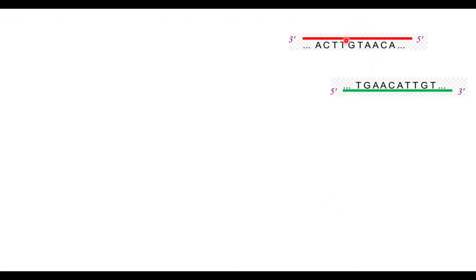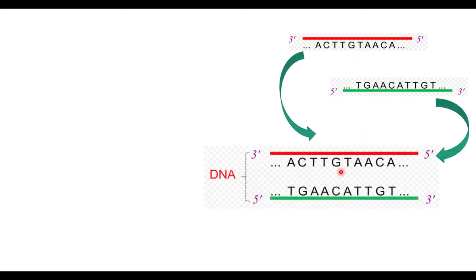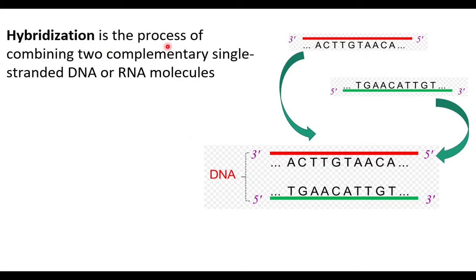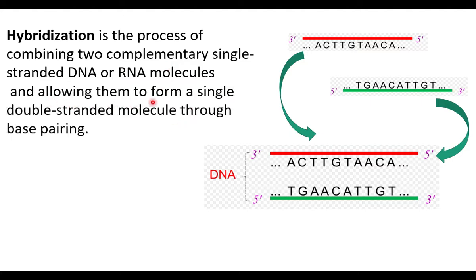These are two DNA fragments. Both are single stranded. They have complementary bases, so they combine together and form a single DNA. This is hybridization. Hybridization is the process of combining two complementary single-stranded DNA or RNA molecules and allowing them to form a single double-stranded molecule through base pairing. The hybridization is based on base pairing.